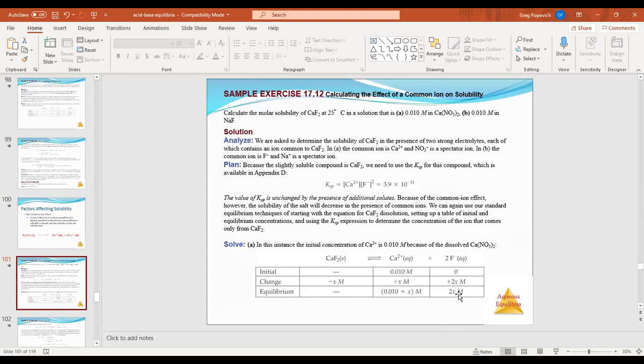I have a question. Yes. If the coefficient in front of the F minus changes, does the 2 change as well? Yes. If this were aluminum fluoride, this would be 3F minus, and this would be plus 3X, and it would be 3X. In the equilibrium equation, it would be 3X cubed. Okay.